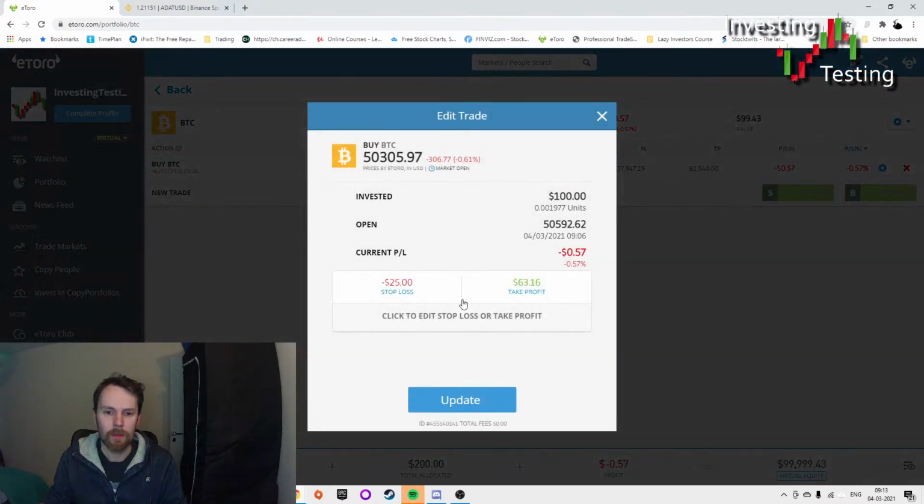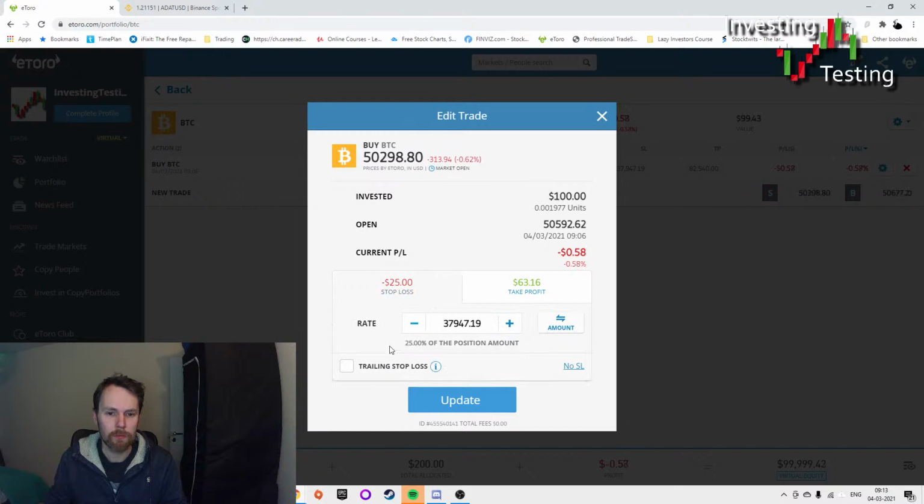If we go in again and have a look at the stop loss, there's also this option called a trailing stop loss. Now this is supposed to, I have experimented with this and it doesn't always seem to work this way, but if I actually put this on, it would mean that as the value of the Bitcoin goes up, the stop loss will go with it. So it will always be set at minus $25 regardless.